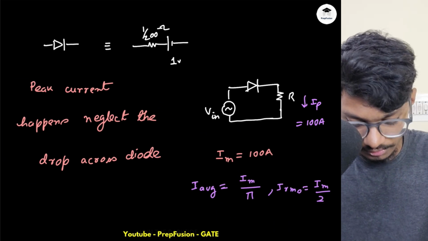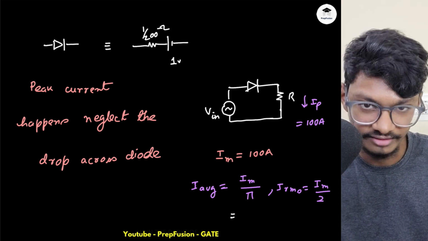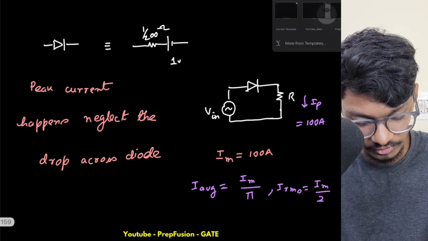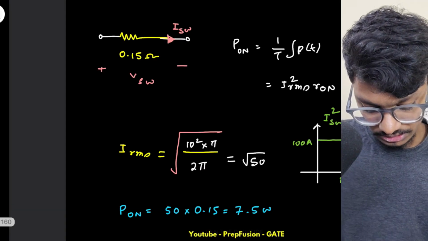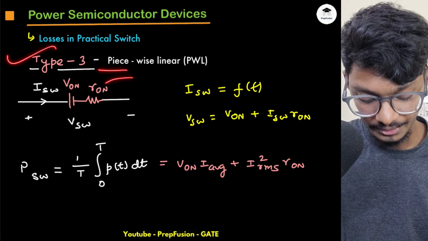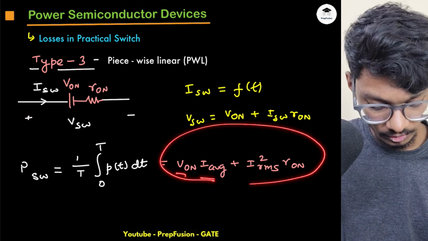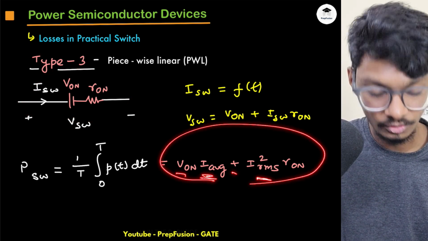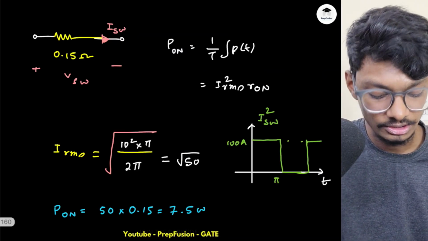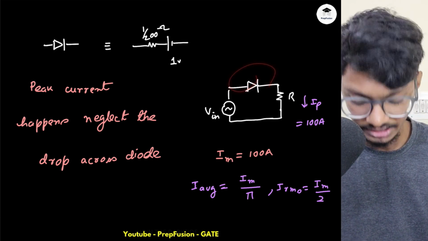So I know IM, right? IM is given, so I can compute I average and I RMS. Now, why do I need I average and I RMS? If you remember, I just derived that the loss across a diode with the piecewise linear model will be something like this: V on into I average plus I RMS square into R on. So I need these two data points, I RMS and I average. That's why I need to compute them. And this is the piecewise linear model.